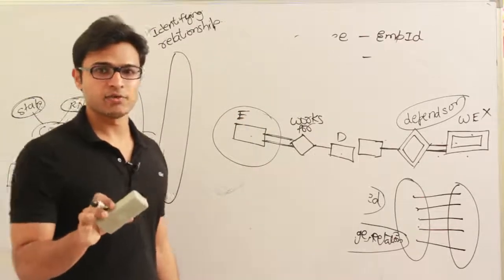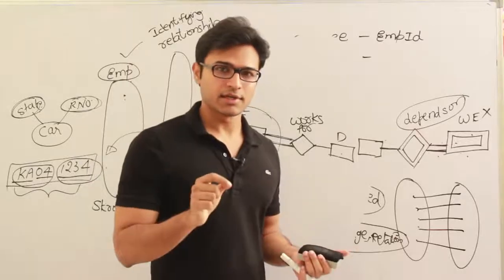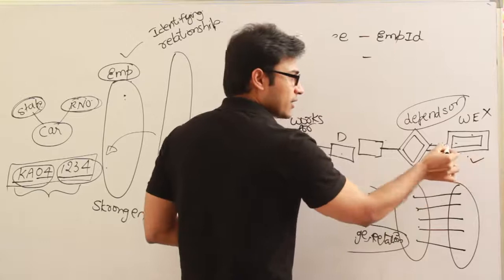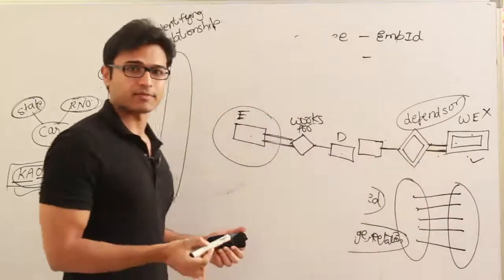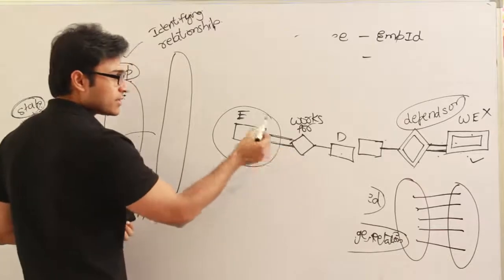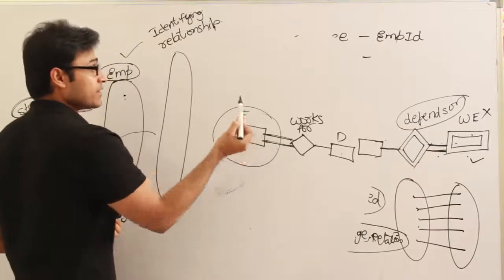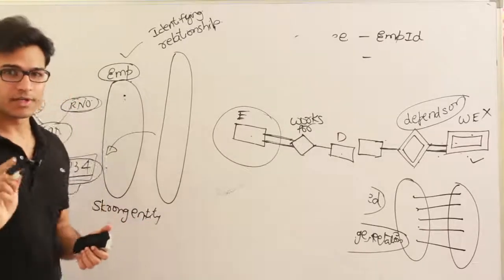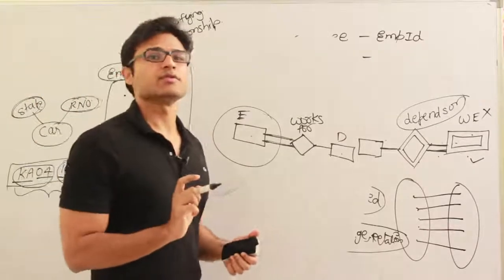People generally get confused in classrooms. What I mean to say is, if it is a weak entity, it has to have total participation. But if you have total participation, it doesn't necessarily mean that the entity is weak. I'll give you one more example. It might help you in understanding this concept.